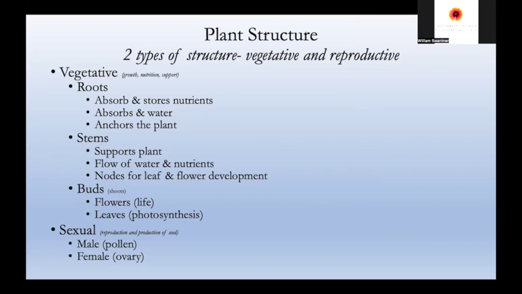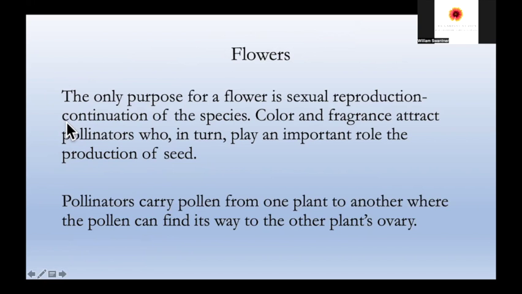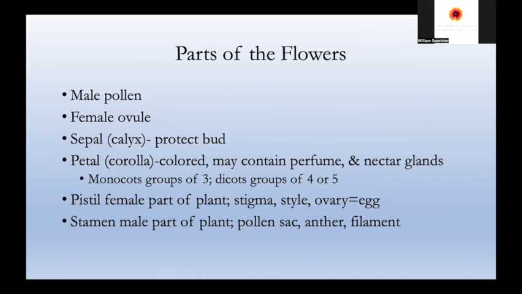It's the sexual, the structure of the flower. There are basically 4: flowers, fruits, seeds, and spores. The only purpose for a flower is for sexual reproduction. I think it's straight out of the book, a continuation of the species. Color and fragrance attract pollinators, who in turn play an important role in the production of seed. Pollinators carry pollen from one plant to another, where the pollen can find its way to that plant's ovary.